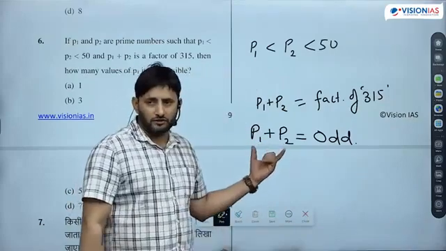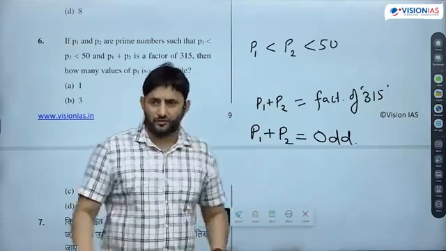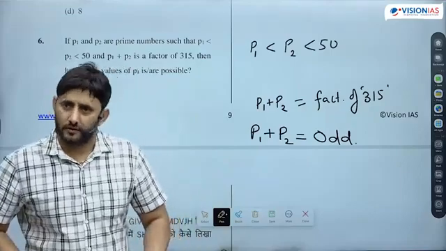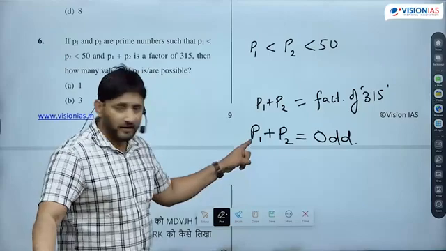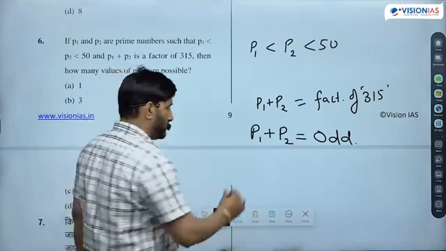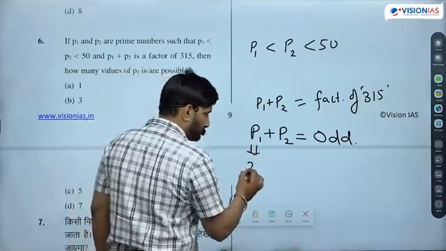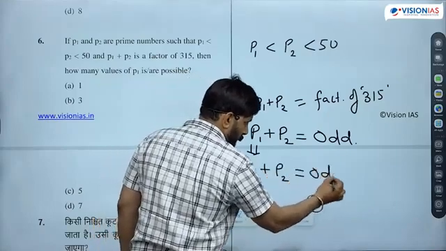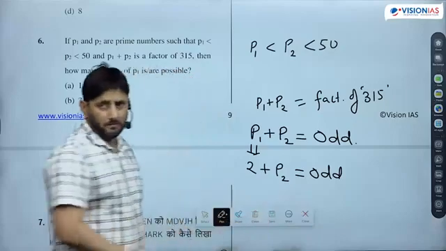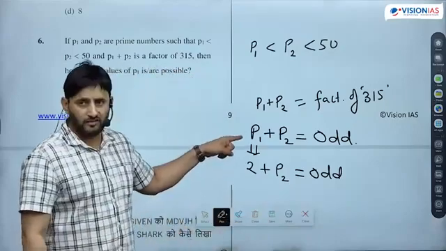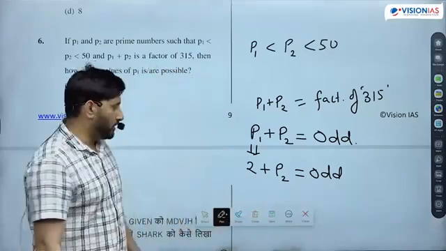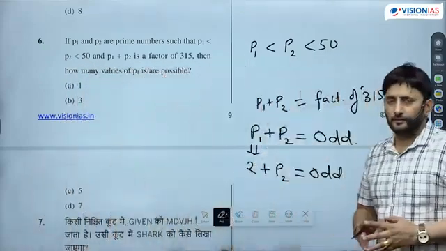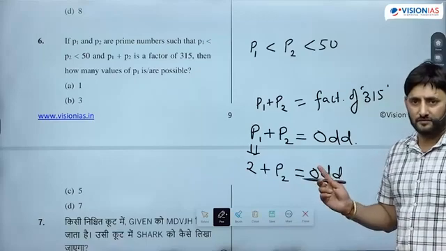Sum of two numbers is odd. It means one has to be even, one has to be odd. So 2 is the only prime number which is even. Got it? So it means P1 has to be even. So P1 must be equal to 2. 2 plus P2 will be an odd number, where P2 is a different prime number. So we have to find how many possible values P1 can attain. P1 can have only one possible value, that is equal to 2. Any confusion in this? Got it, no?